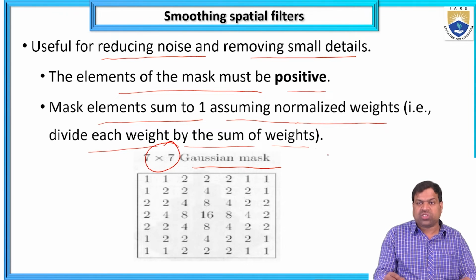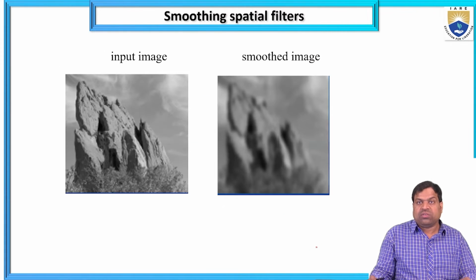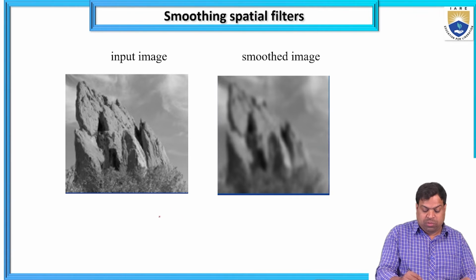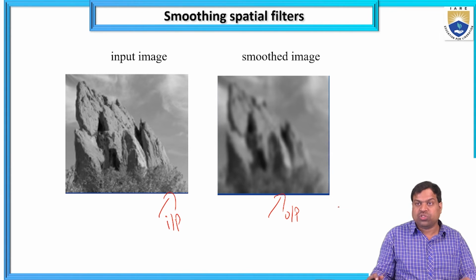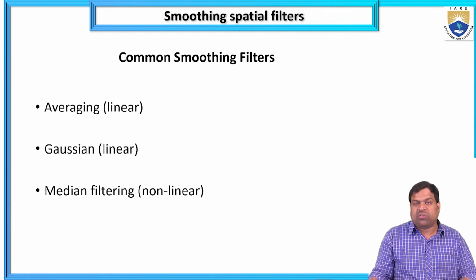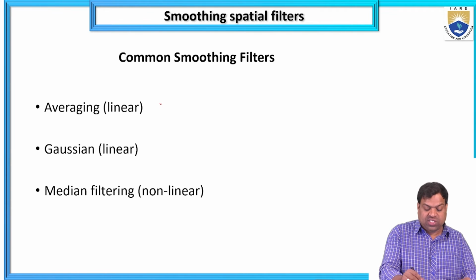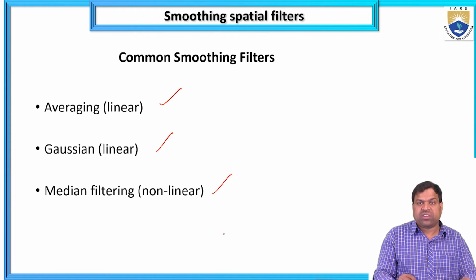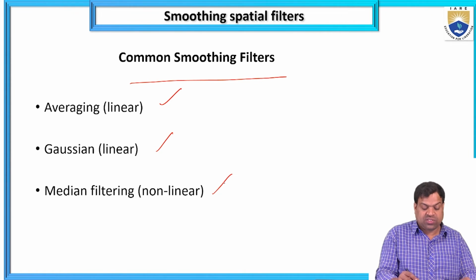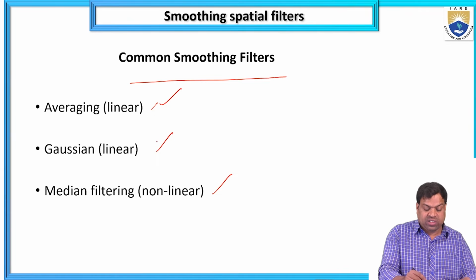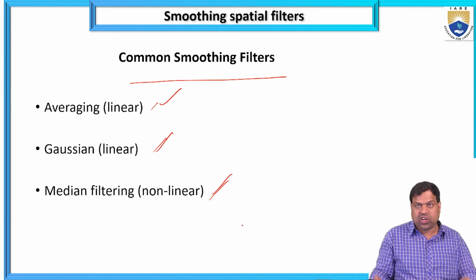Okay. It is a Gaussian mask with a 7 by 7 matrix, 1, 2, 3, 4, 5, 6, 7 in each direction. So it is one example. It is the input image. It is the output image. What is output image? Smoothed image. And what are the common smoothing filters? Averaging, Gaussian, median filter. Averaging means linear filter, Gaussian means linear filter, and the median filter is a non-linear filter. So these are the three common smoothing filters.